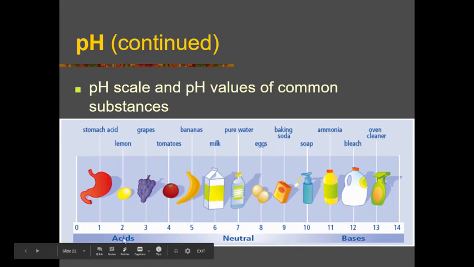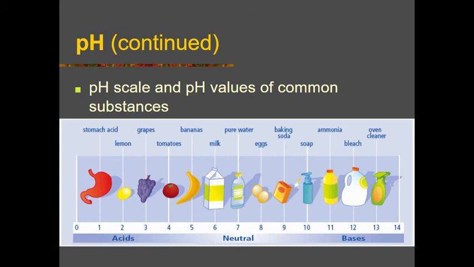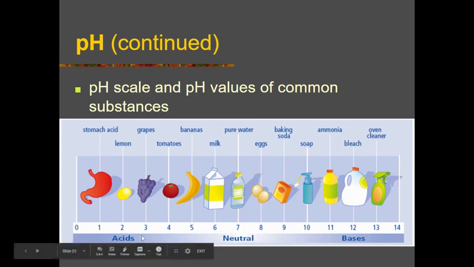Okay. If we were going to compare 2 to 4, like a lemon compared to a tomato, 2 is stronger. It's a stronger acid because it's further away from 7. And it's 2 numbers away on the pH scale. So that is 100 times stronger. A lemon is 100 times more acidic than a tomato.